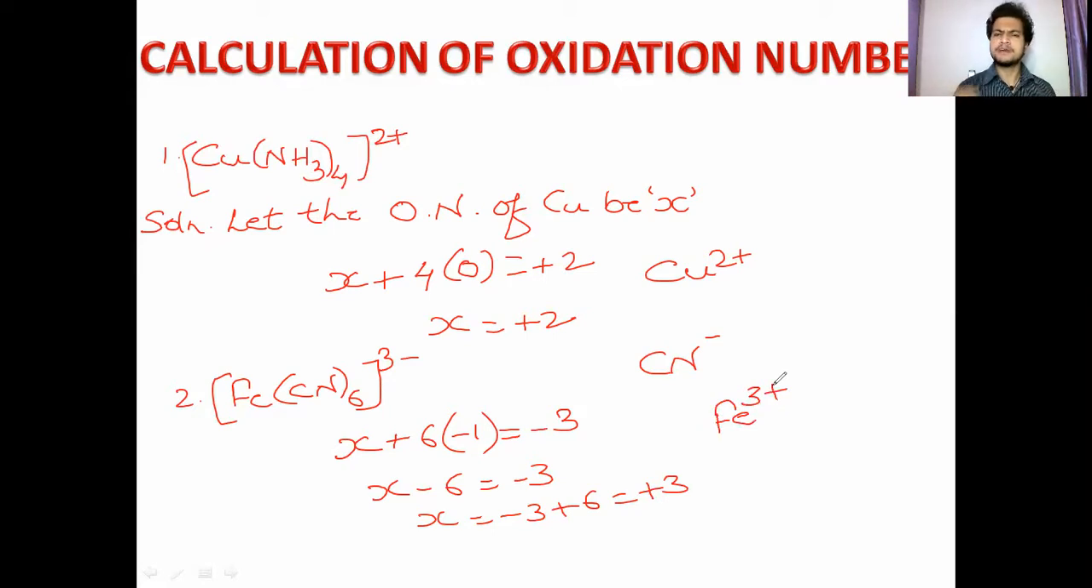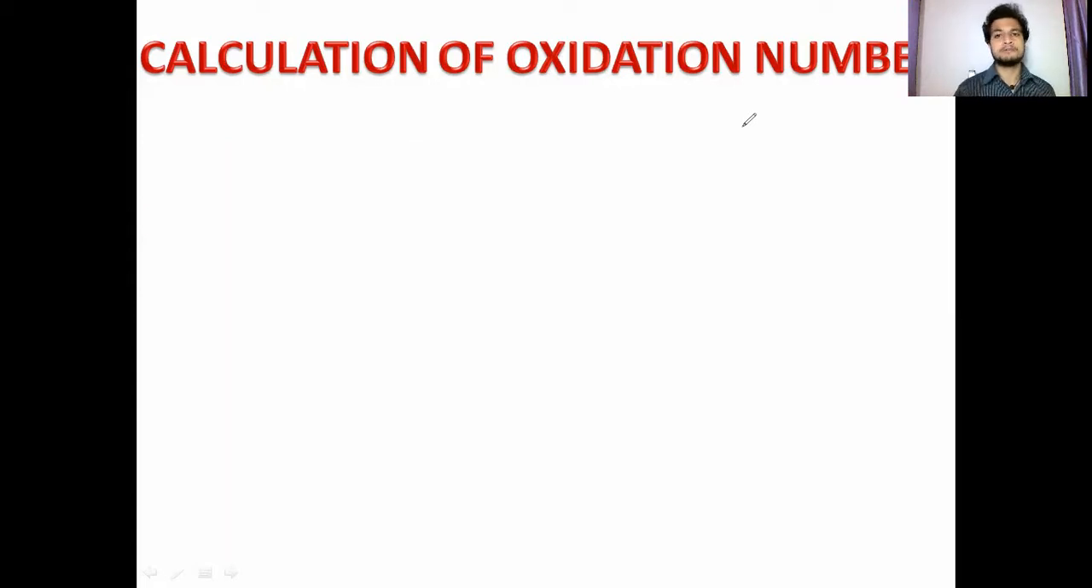Very, very important, a very clear understanding must be there to calculate oxidation number. If you have a very clear idea of calculating oxidation number, it will be very, very easy. And you have to know the charges on the ligands. So know which ligand is anionic and which ligand is neutral. You need to know that.